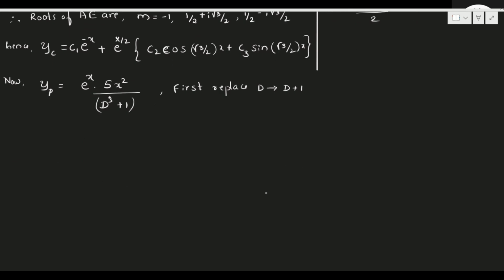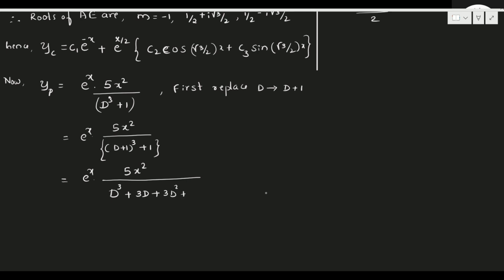Right there. Then e raised to x into 5x square divided by D plus 1 whole cube plus 1. So e raised to x as it is, 5x square in the numerator as it is, D plus 1 whole cube. Apply the a plus b whole cube formula. So it is D cube plus 3D plus 3D square plus 2 when you simplify it.